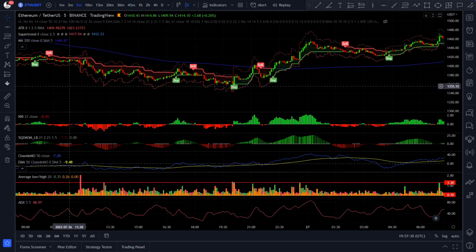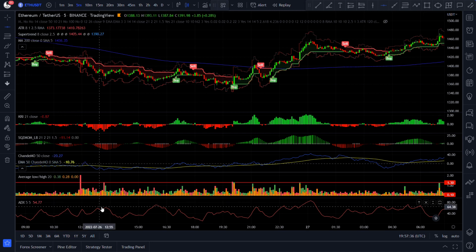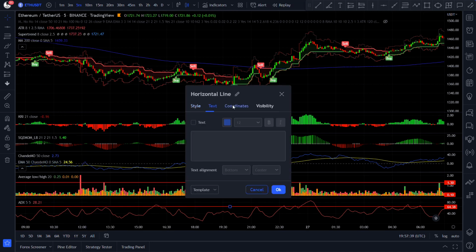Finally, we will need to add one horizontal line on this indicator also. That will be our low limit line. So click on the horizontal line tool, drop it on the ADX indicator and give it a 20 value.